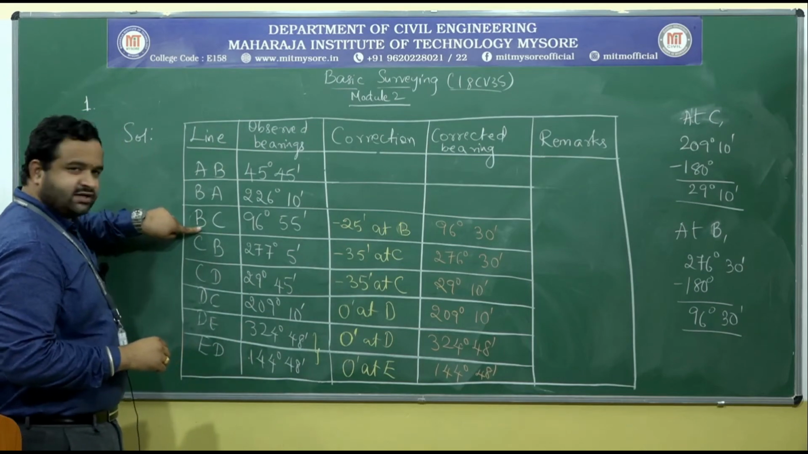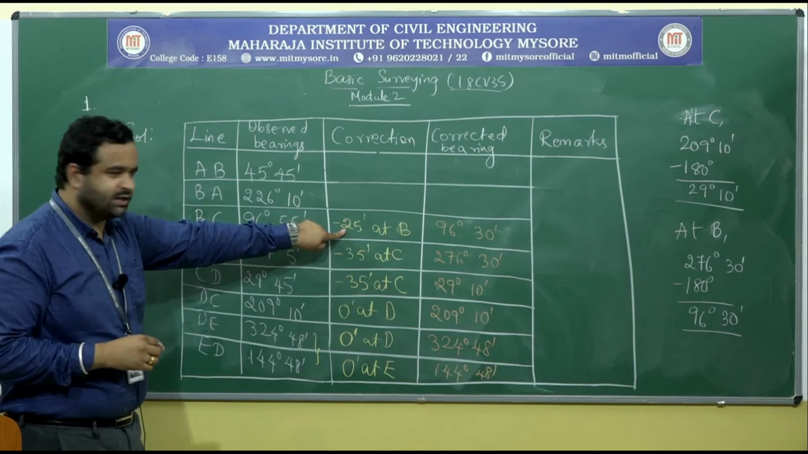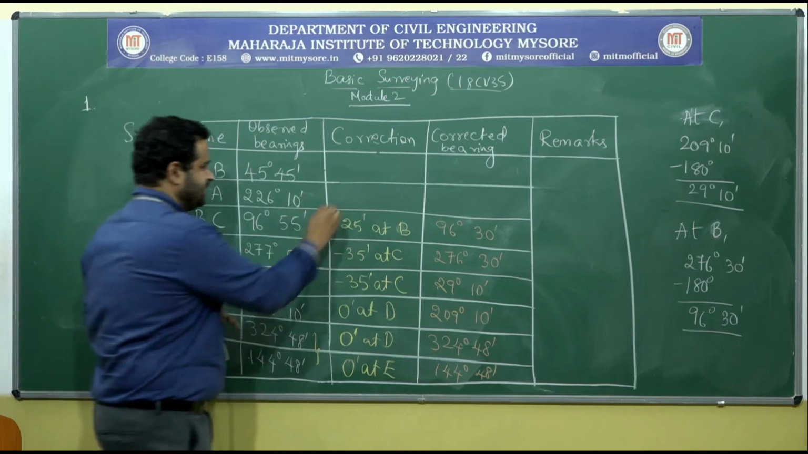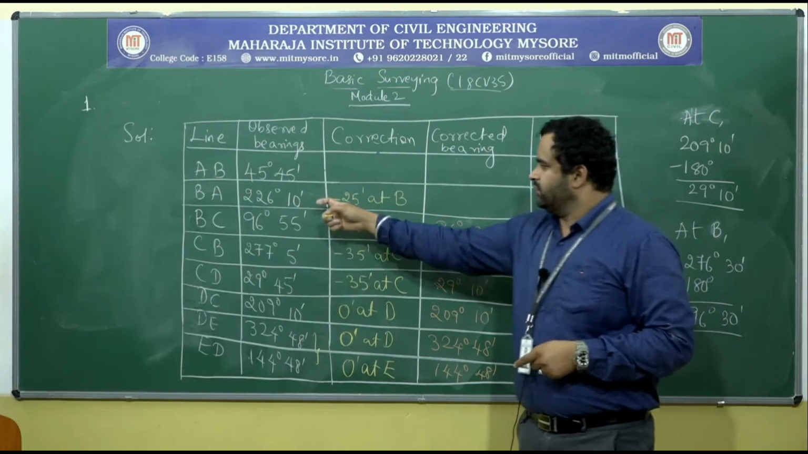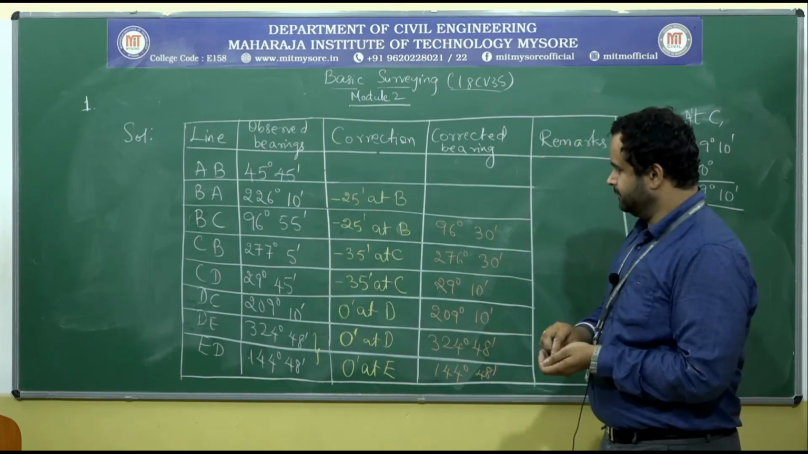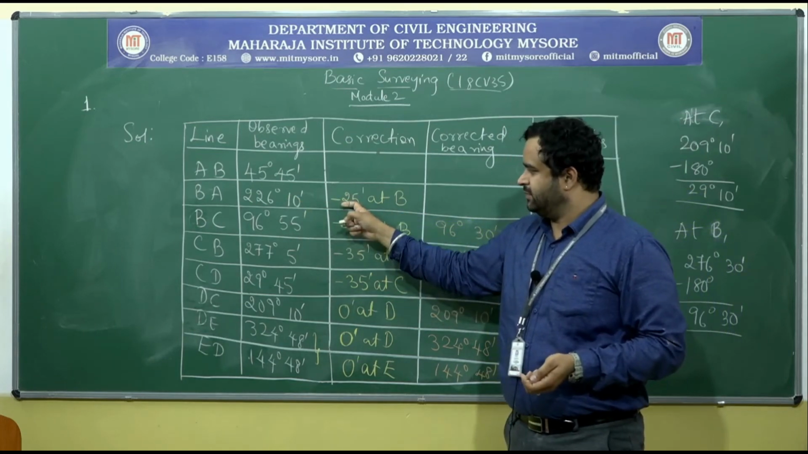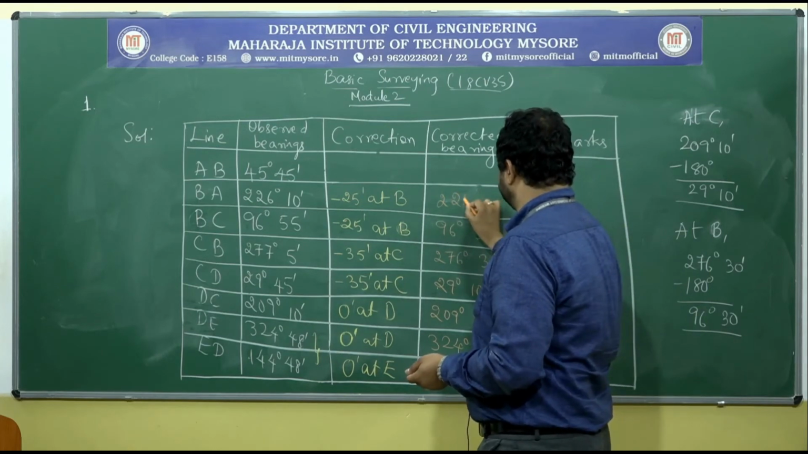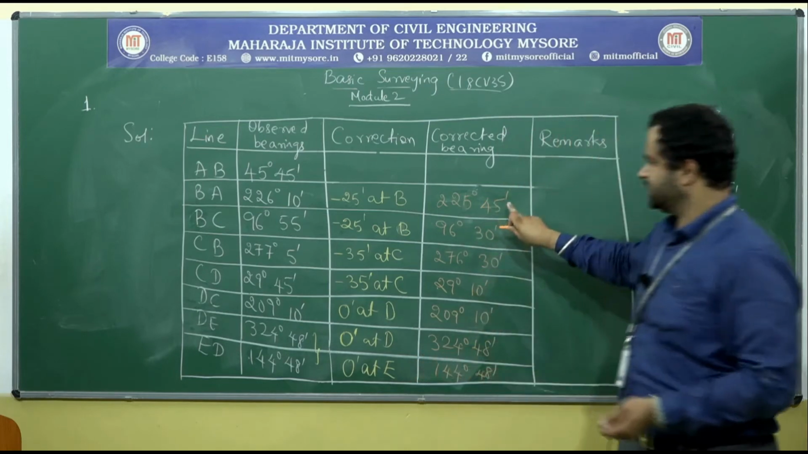Now, if the readings are taken from station B, if you apply a correction of minus 25 minutes here, if you observe it has B here, so you should apply the same correction, that is minus 25 minutes at B. Now, if you have applied a correction of 25 minutes at B, then what about the corrected bearing? 226 degrees 10 minutes minus 25 minutes will give you 225 degrees and 45 minutes is the corrected bearing.